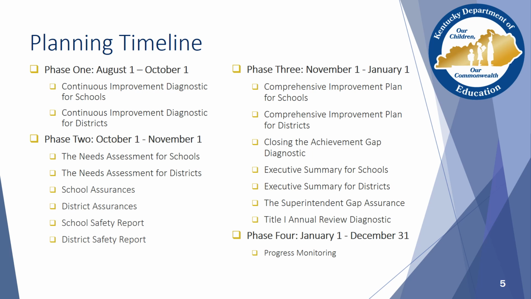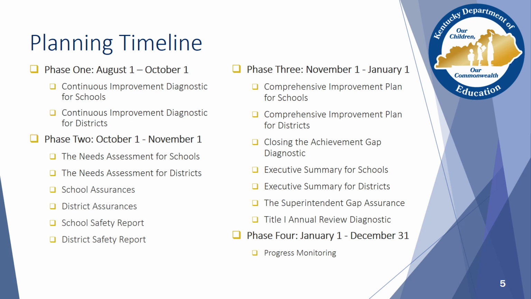Phase 1, August 1st through October 1st: Continuous Improvement Diagnostic for Schools, Continuous Improvement Diagnostic for Districts. Phase 2, October 1st through November 1st: the Needs Assessment for Schools, the Needs Assessment for Districts, School Assurances, District Assurances, School Safety Report, District Safety Report.